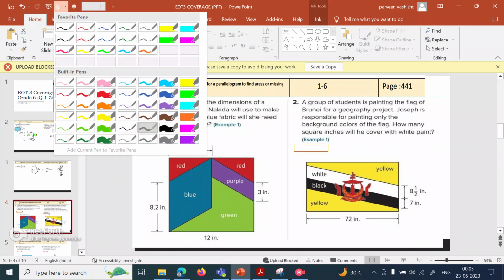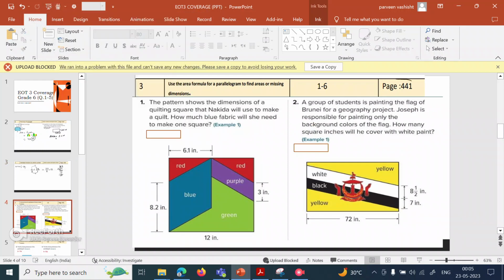And now we will go to question number 3. Question number 3 will be from page 441 and is based on the mathematical concept: use the area formula for a parallelogram to find areas or the missing dimensions. So the first one is to find the areas, the second one is to find the dimensions. We have to cover questions 1 to 6.